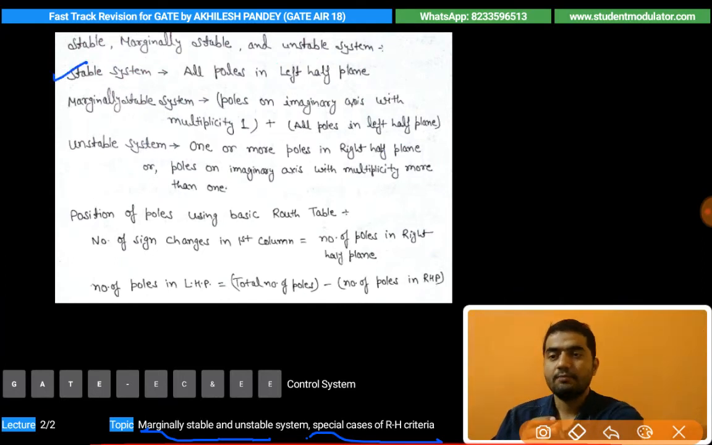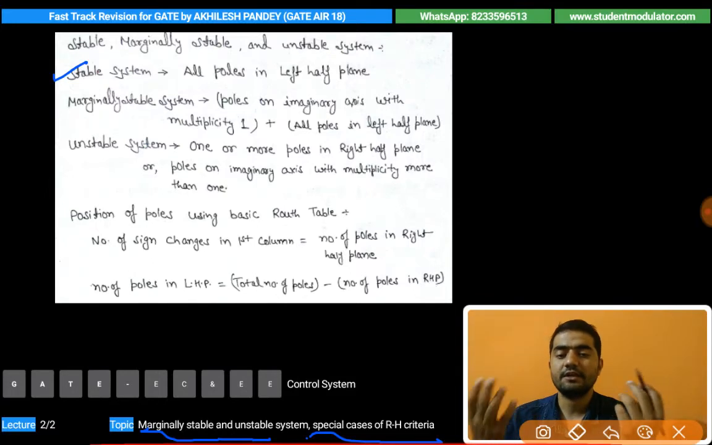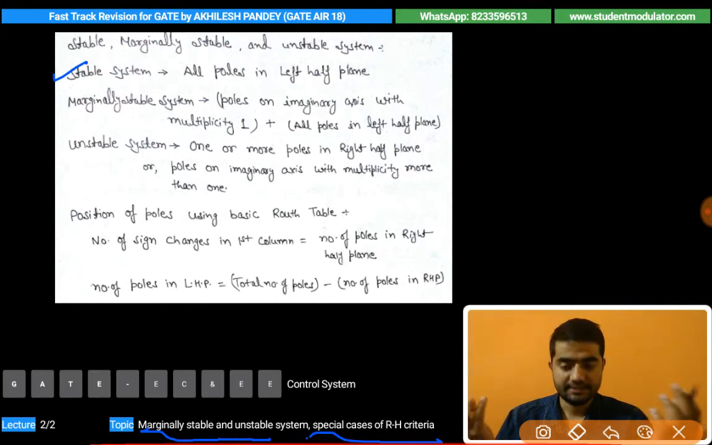Stable system: all poles in the left half plane. If I am talking about a system, then it is a control system, and moreover a control system is a causal system, meaning s(t) equals 0 for t less than 0. So basically we are talking about the causal system, which is a control system, and we will define stable, marginally stable, and unstable in that way. So if all the poles of a system lie in the left half S plane, then it will be called a stable system.